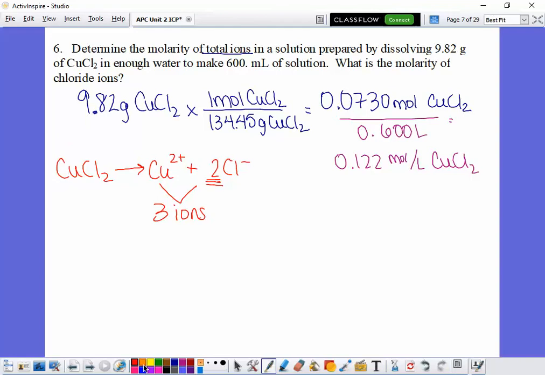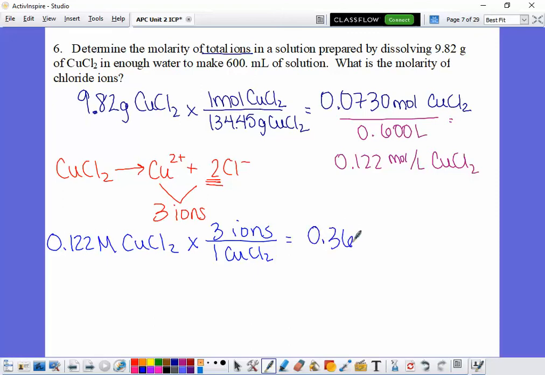Okay? So technically what we're doing here is a stoichiometry problem. We're going to take the 0.122 molar CuCl2. We have 3 ions per 1 CuCl2. So really you're just taking that concentration and multiplying it by however many ions you have. 0.122 times 3 is 0.366 moles per liter of ions. So that answers the first part.